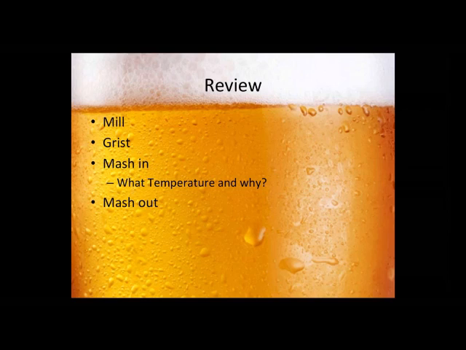Mash out is the term for raising the temperature of the mash to approximately 170 degrees prior to moving the wort into the boil kettle. This step stops the enzyme action and locks in your sugar profile. It also makes the grain bed in the wort a little less dense, so it can flow better.